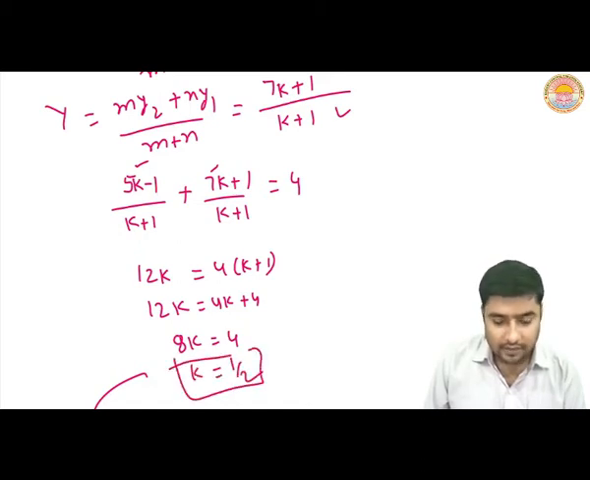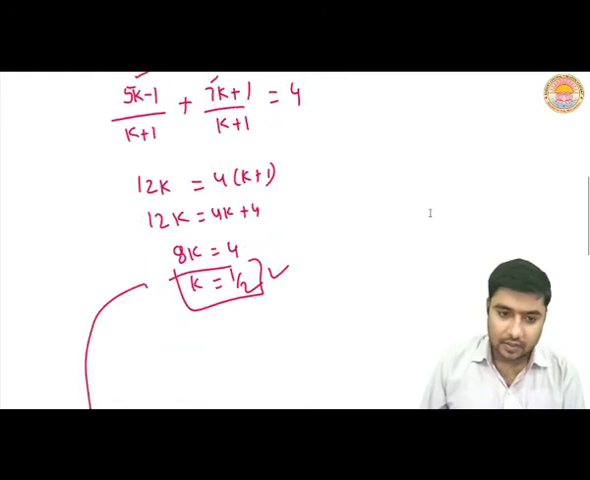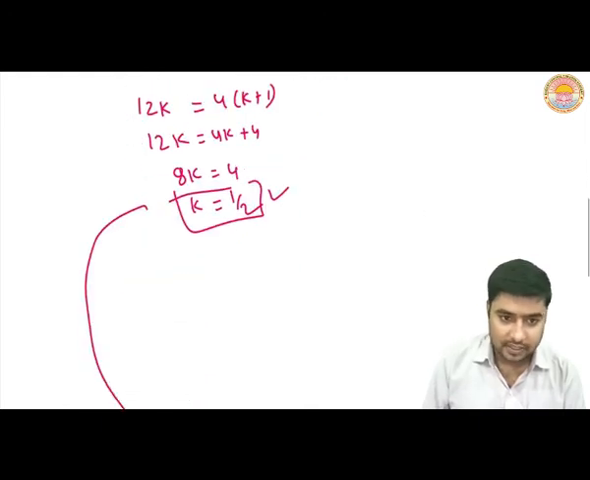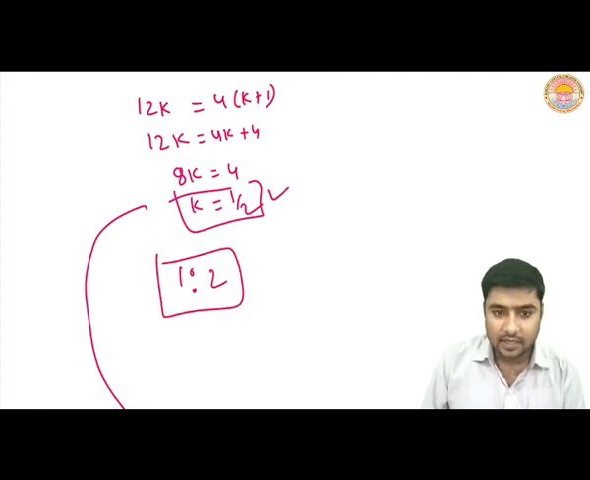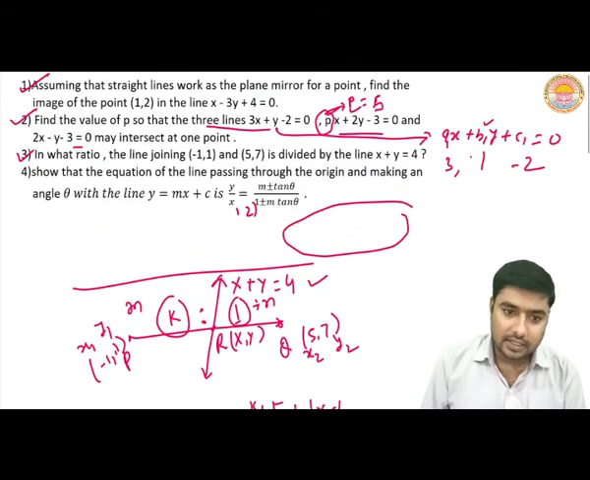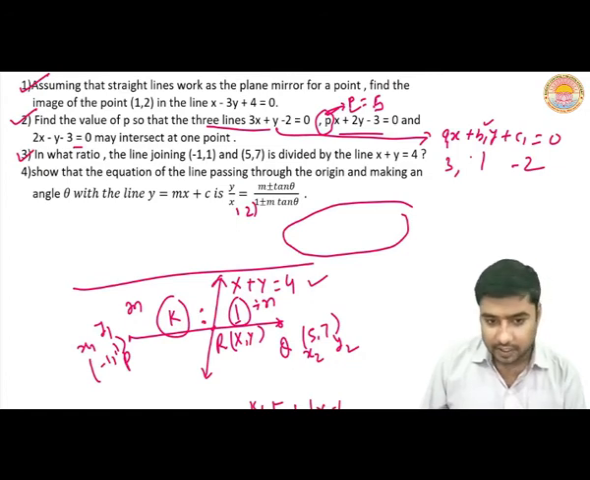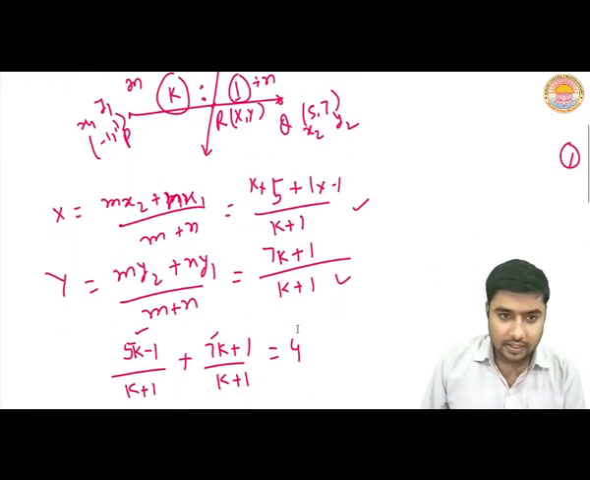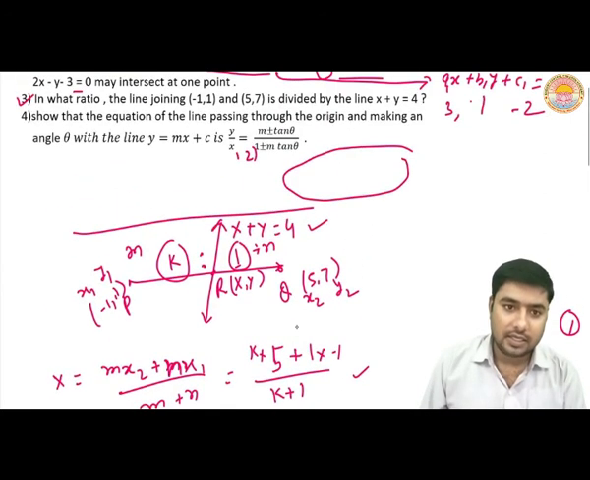We know that if the value of k is a fraction, that is the same ratio. That means the ratio is 1:2, and since k is positive, the line divides internally, so we can say this is an internal division. If the value of k is negative, then the ratio is negative, which means it is called external division.